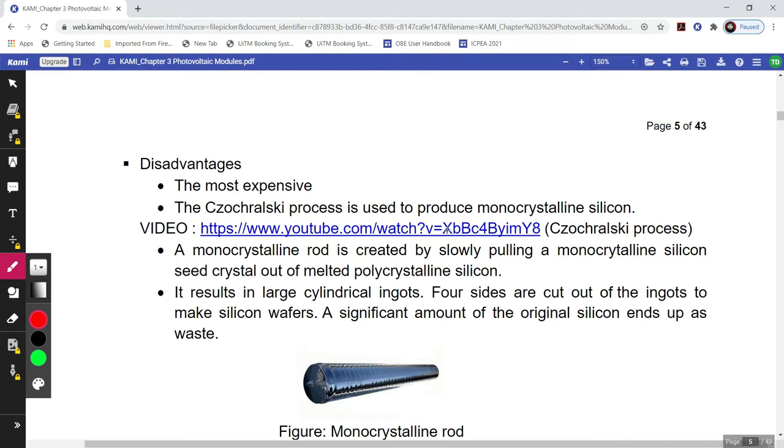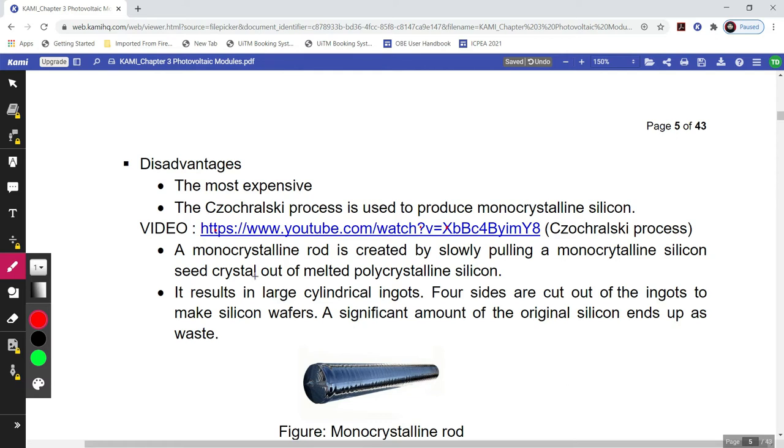Okay, let's see the video here. Okay, copy the video. Let me find here. Okay, please make sure you watch the video for the Czochralski process because I cannot click here. It's just a simple video on this Czochralski process.